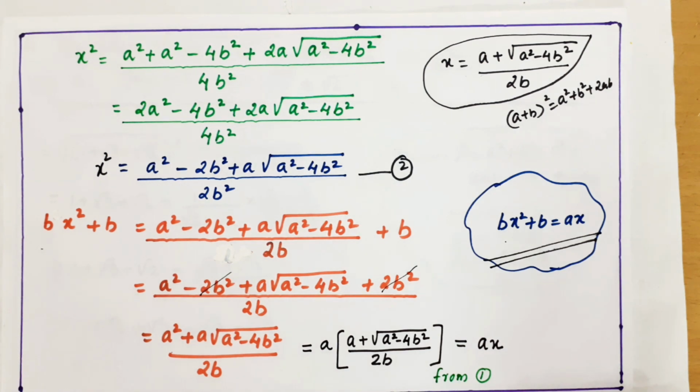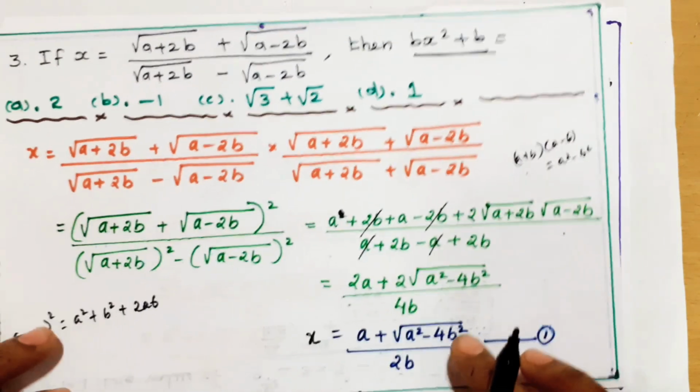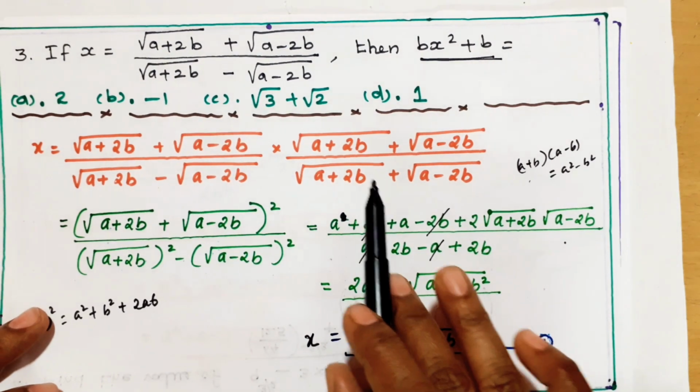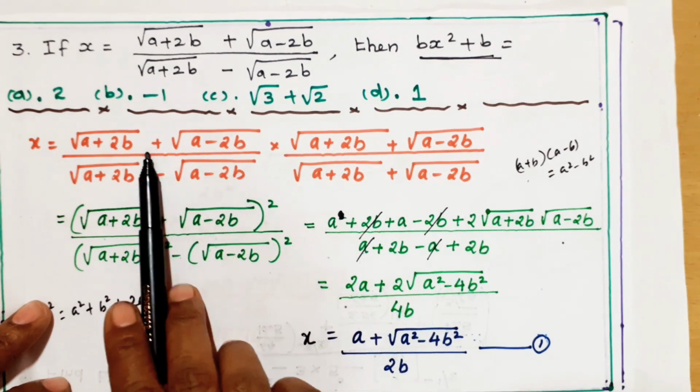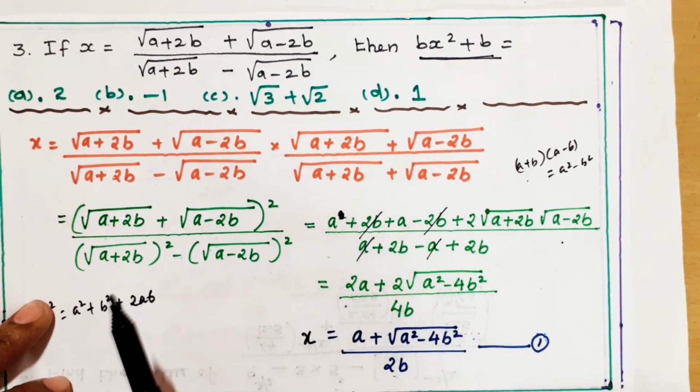Little lengthy question, but nothing difficult. Very simple. The main thing you remember is we need to rationalize. After rationalizing, you should get an idea. This is in the form of a plus b the whole square.